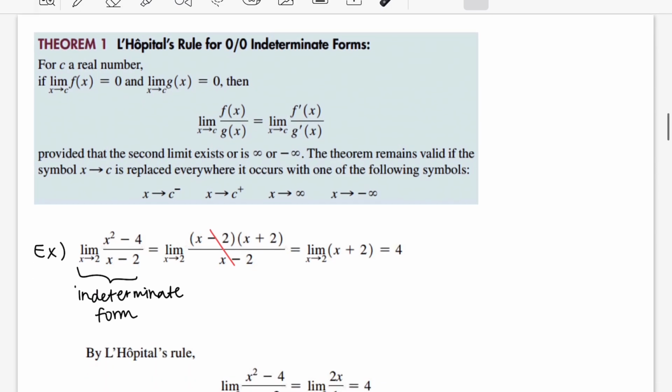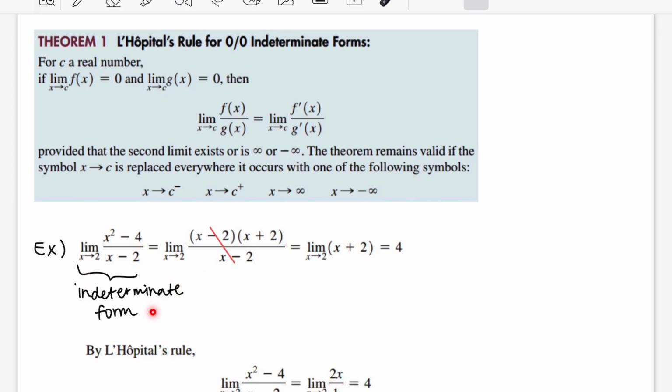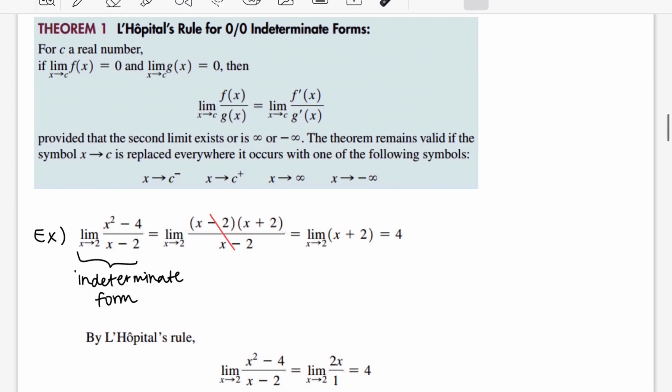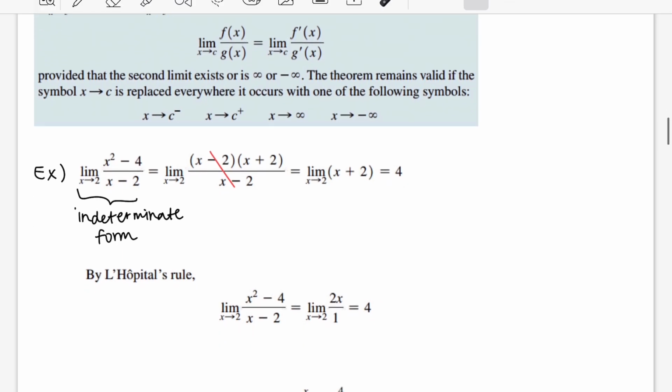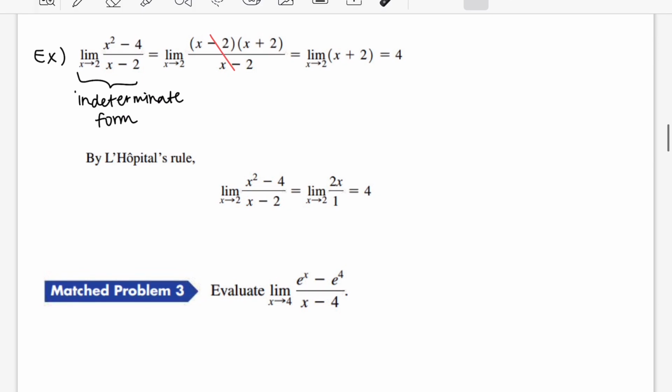Additionally, we can use L'Hopital's rule because we have indeterminate form here. So what this says is we're going to take the limit of the derivative of our numerator over the derivative of our denominator. So the first thing we're doing is taking the derivative of this guy, and we know that's just going to be 2x by our power rule, and we also know the derivative of this guy is just going to be 1. So now we'll take the limit of that, and we also end up with 4. So let's look at some examples of this.